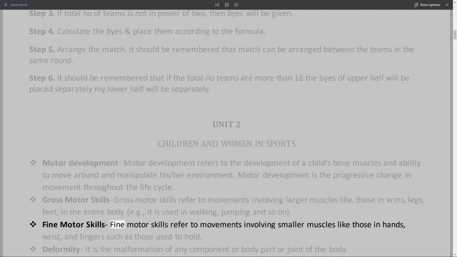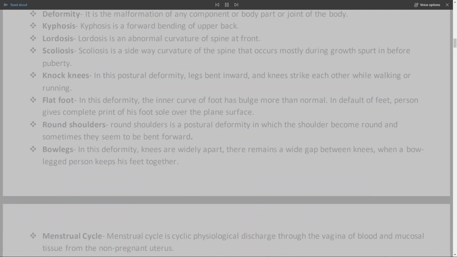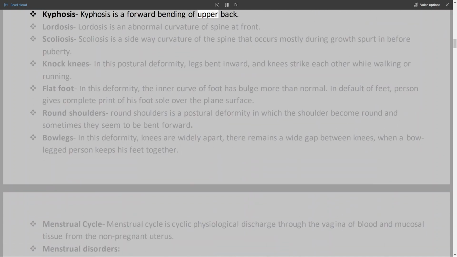Fine motor skills: fine motor skills refer to movements involving smaller muscles like those in the hands, wrist, and fingers, such as those used to hold objects. Deformity: it is the malformation of any component or body part or joint of the body. Kyphosis: kyphosis is a forward bending of the upper back. Lordosis: lordosis is an abnormal curvature of the spine at the front.